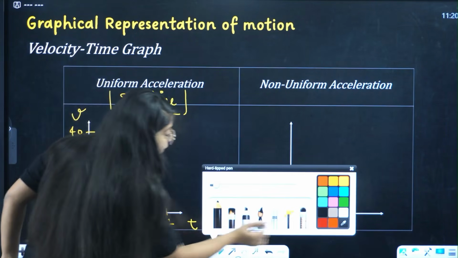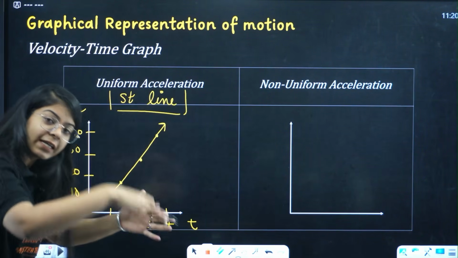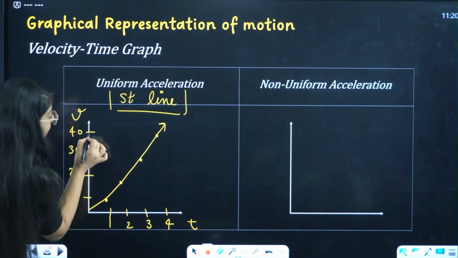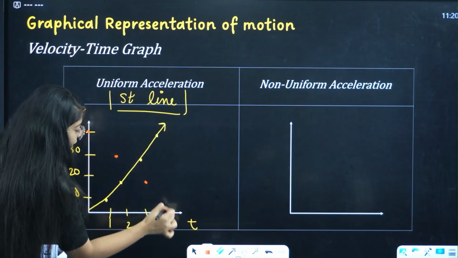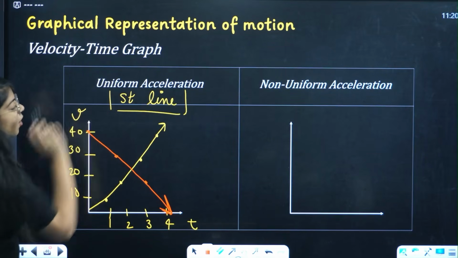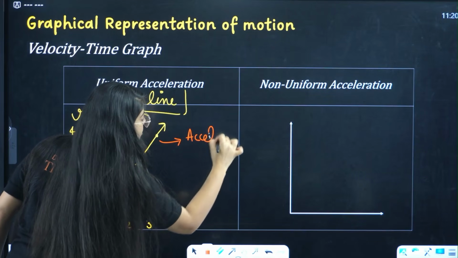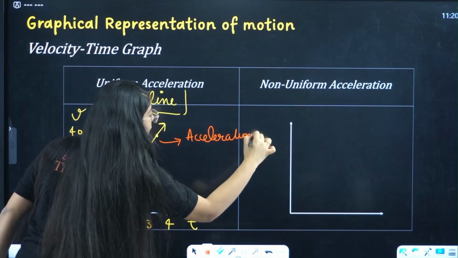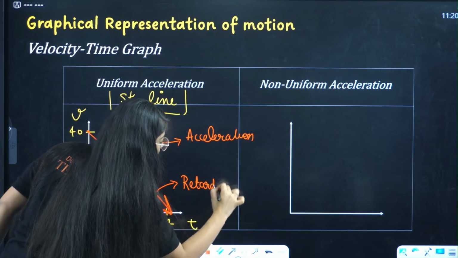So we also studied retardation. That means velocity is decreasing. You started at 40 at 0 seconds and now it got to 30, then 20, then 0. So this will also be a graph of uniform acceleration. This will be your acceleration. This will be your acceleration. However, this will be your retardation.